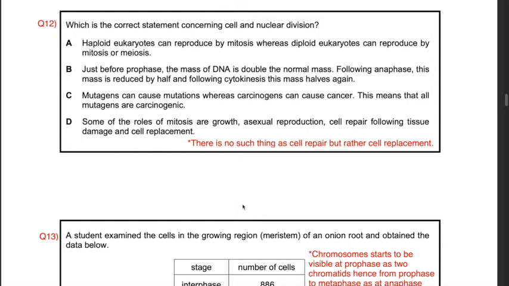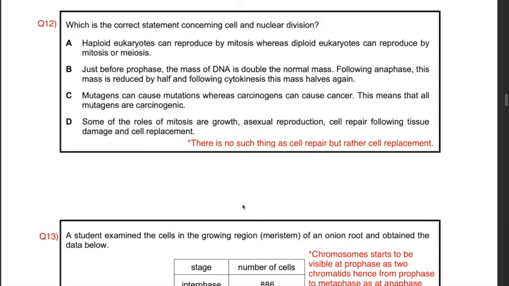That is incorrect because not all mutations lead to cancer. Some mutations do occur in the body which do not lead to cancer at all. Therefore, not all mutations cause cancer, hence not all mutagens are carcinogenic. Hence, C is incorrect. D.